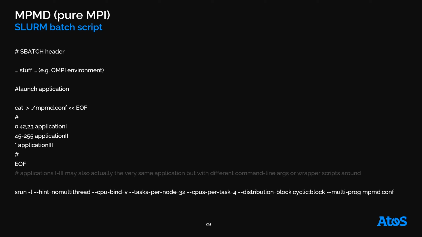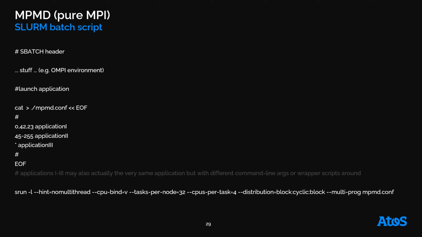And therefore you needed to have two applications or two different binaries in one MPI communicator. This is done in Slurm via an MPMD configuration file, which specifies which ranks should run which command. And there are several ways to specify which ranks should run what.